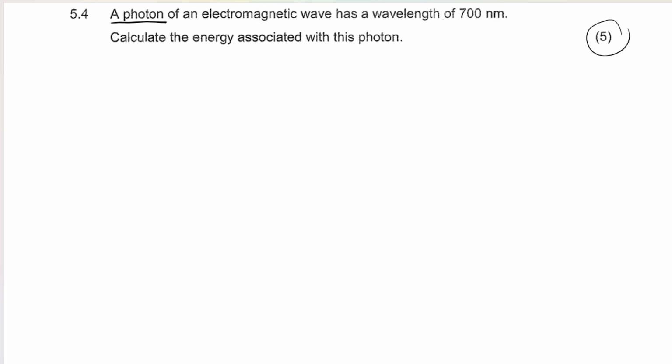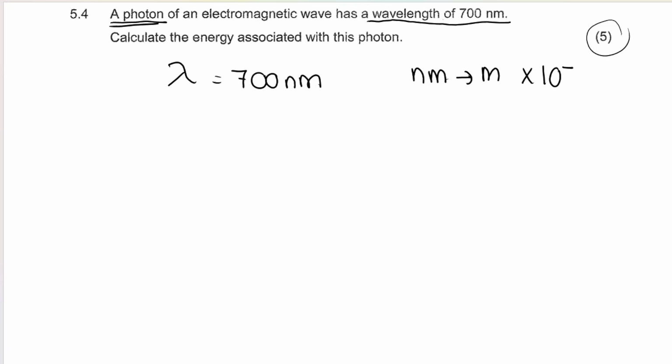They say a photon, remember a photon is a packet or a pocket of energy found in light. So a photon of electromagnetic waves has a wavelength of 700 nm. Now, first of all, wavelength is this, wavelength. And they say 700 nm. Nm is nanometers. Now, I go over the conversions in my video about electromagnetic radiation, but to convert from nanometers to meters, we need to times by 10 to the power of -9.